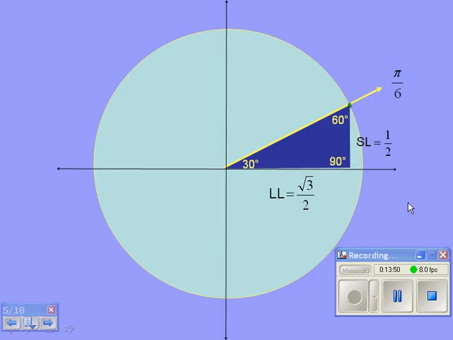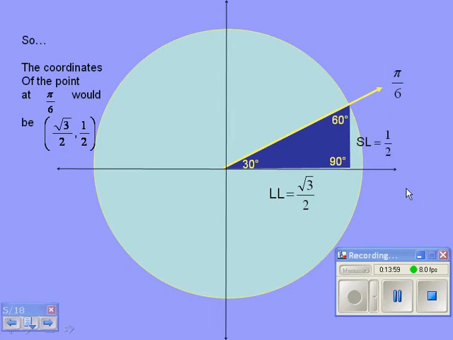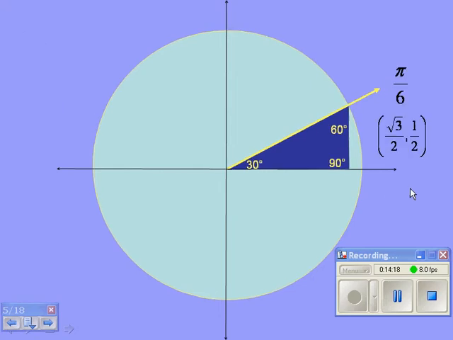How would I determine the ordered pair right here? Don't I have to know how far to the right I've gone and how far up I've gone? And when I know that, then at pi over 6, the value for that ordered pair would be the square root of 3 over 2, comma, 1/2. Does that make sense? Because you're moving to the right, so it's positive root 3 over 2. You're moving up, so it's positive 1/2. And that is the ordered pair at pi over 6.